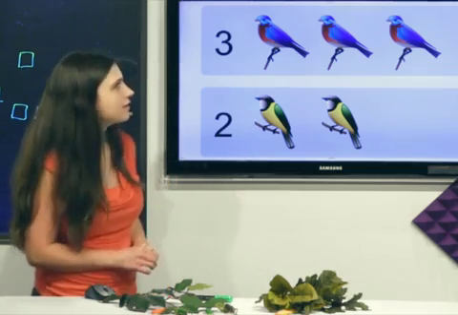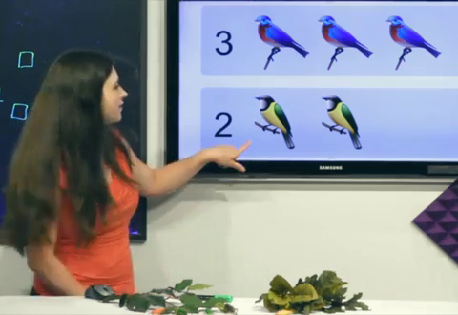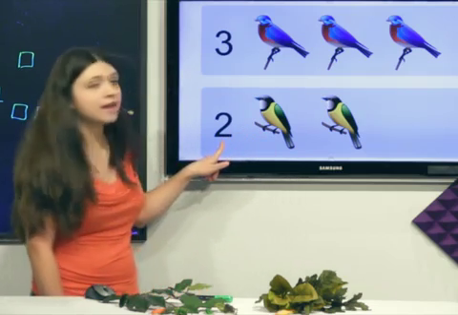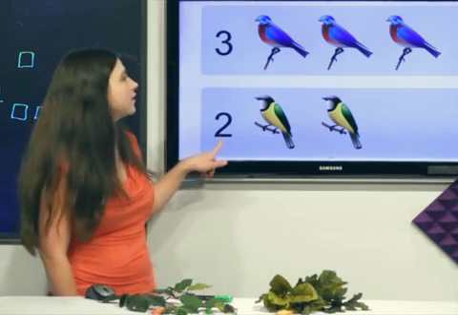Let's do one more. This time you need to click on the group that has less. Which one has less? That's right, the group with 2. See how 2 is less than 3? So you'd click on it and then push next.